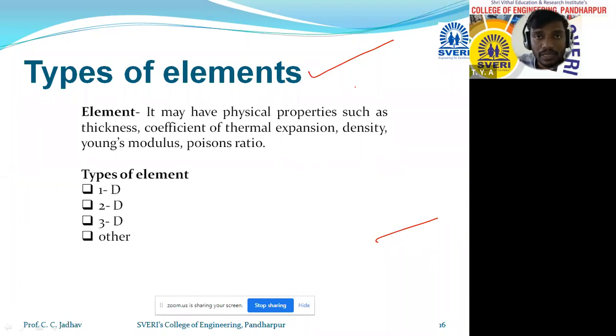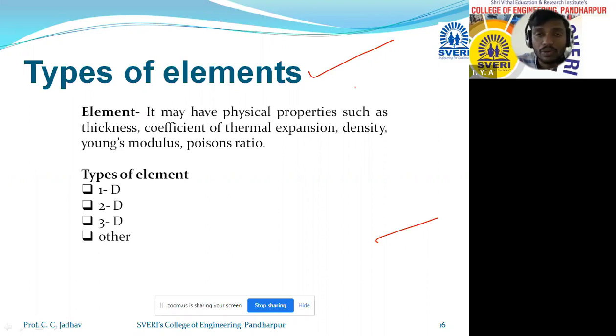Element means, as I already told you, two or more nodes we are joining, and we will get some entity like a quadrilateral, triangle, square element. Okay, so that entity we can call elements, but actually it also has physical properties such as thickness, coefficient of thermal expansion, density, Young's modulus, Poisson's ratio. Means we are making some geometry by using different elements and nodes. Okay, that is one point.